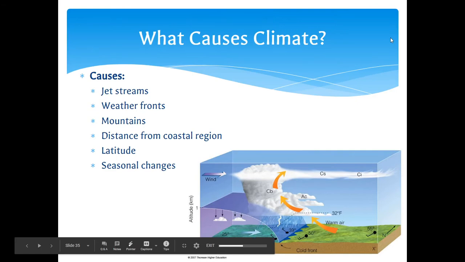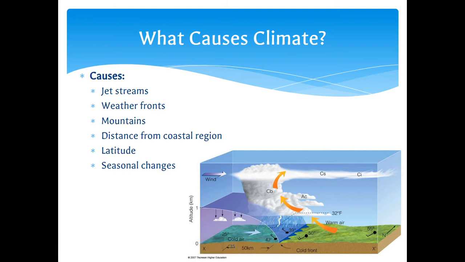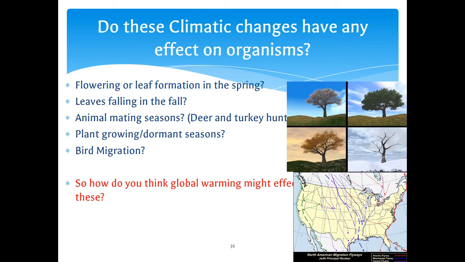Welcome back. Last time we were talking about the causes of climate, which are jet streams, weather fronts, mountains, distance from the coastal region, latitude, and seasonal changes. All contribute towards different climates in different areas of the world. Last time we also talked about, do these climatic changes have any effect on organisms?